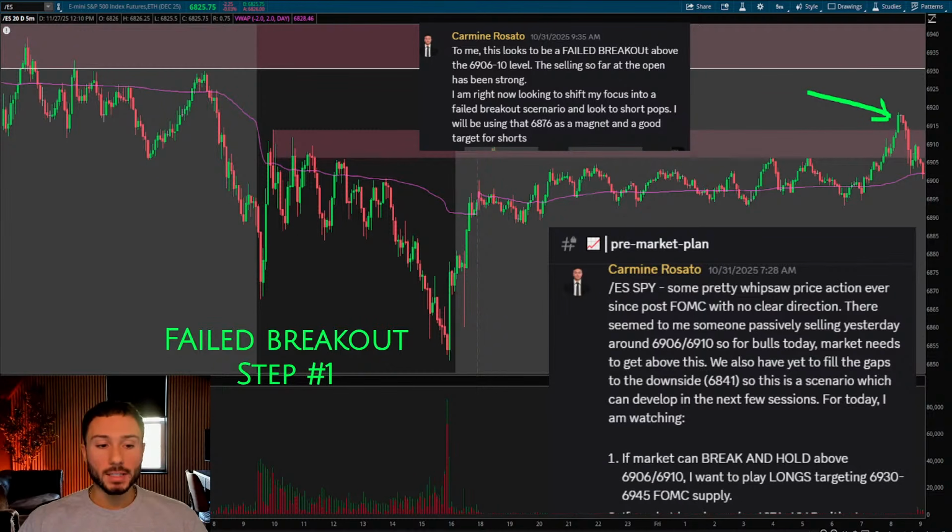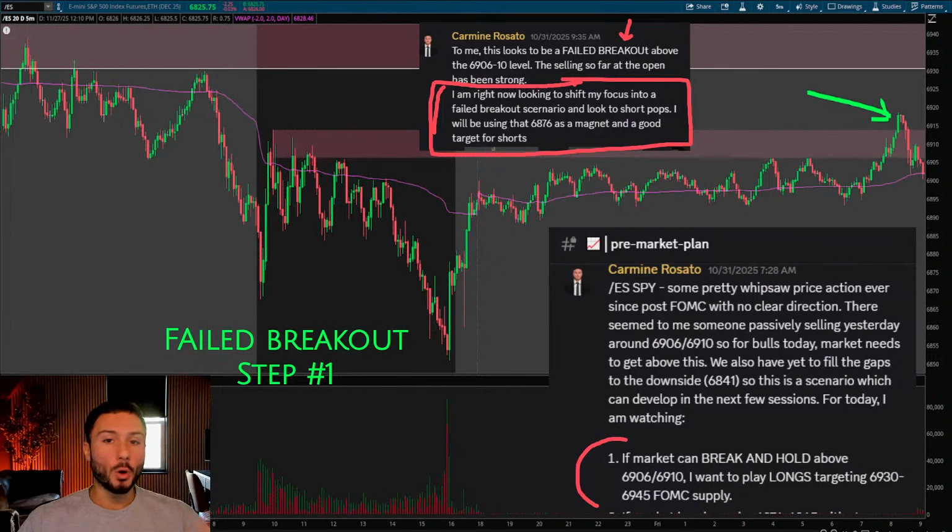So this failed attempt, this failed breakout, gave me context that says this looks like a failed breakout. The selling so far has been super strong, and right now where my focus was once for longs is shifting towards a failed breakout scenario. And in failed breakout scenarios, my focus then goes to shorting pops and using downside levels as targets rather than initiating long positions off of.